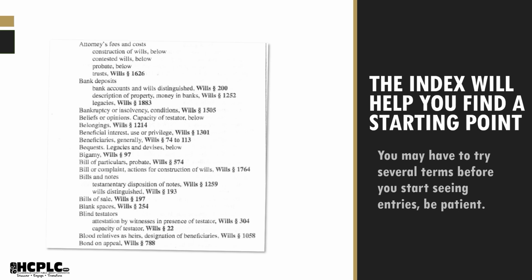In this instance, I began to look under W for wills. Under the subject of wills, there is a subcategory for beneficiaries generally, sections 74 to 113. That looked interesting to me, so I grabbed that volume and began to thumb through those sections. Then I came across section 77. I see the heading as persons and entities that may be testamentary beneficiaries generally.